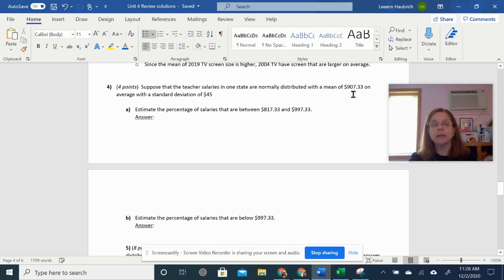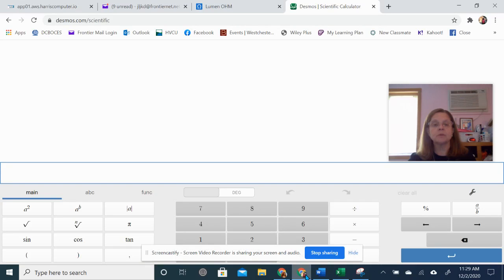We know that 907.33 is the mean. So I'm just going to go to the Desmos calculator. And 45 is the standard deviation. 907.33 is the mean. If I go 1 standard deviation up, I would add 45. Whoops, that's not an add.